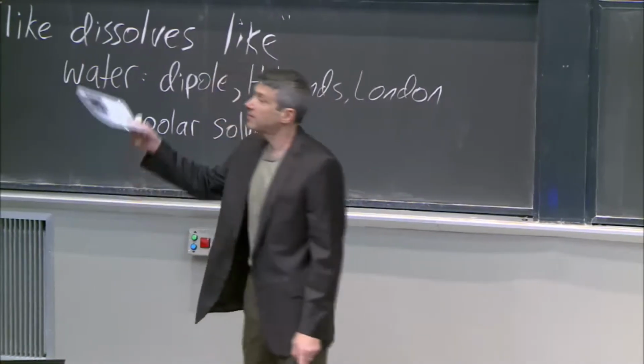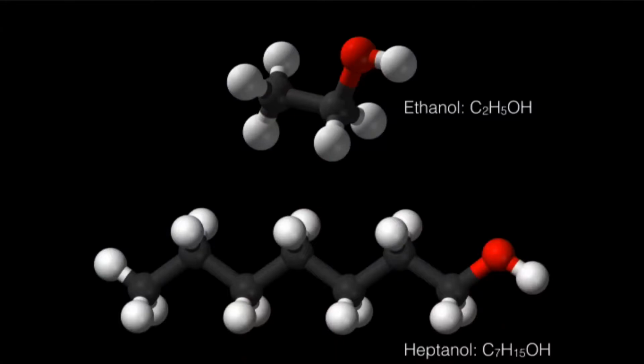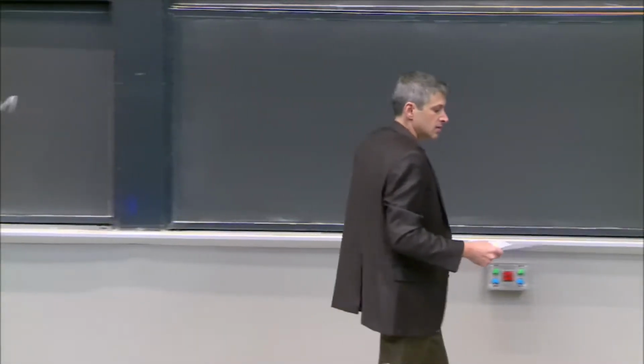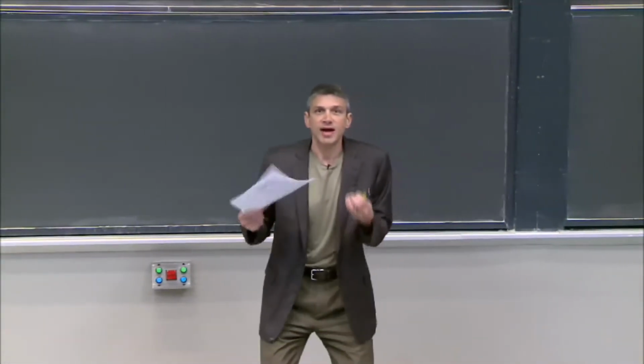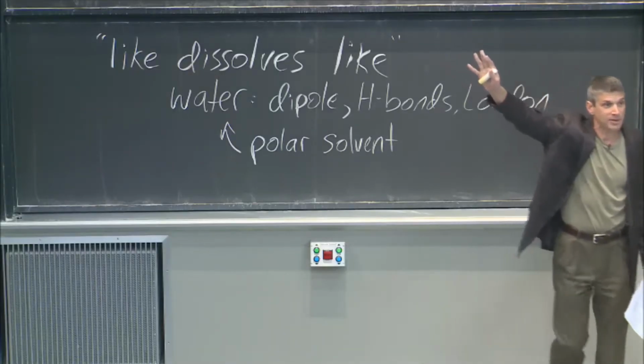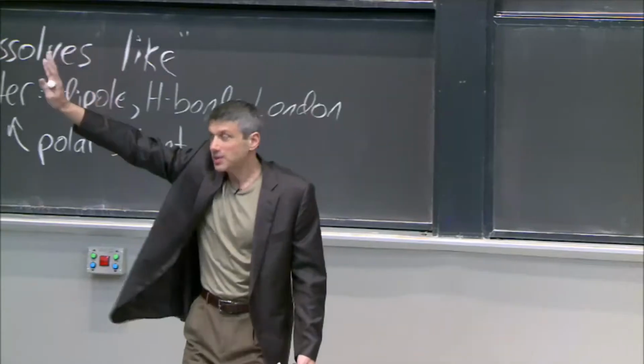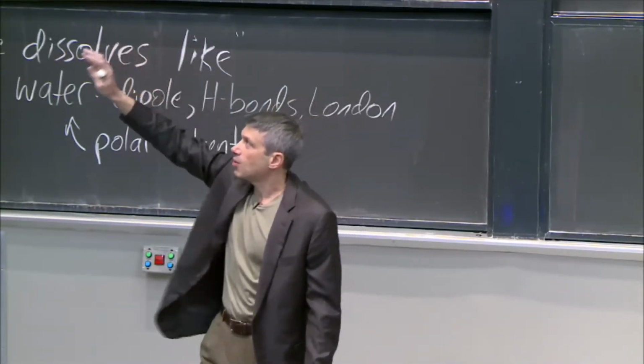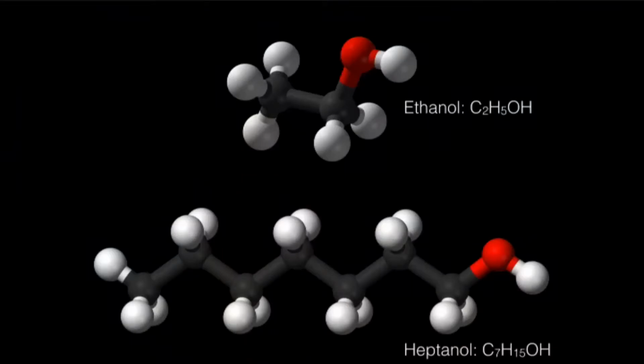But look at what happens if it's heptanol. So all I've done now is I've taken the same end group and I've given it more of a carbon chain. How is that going to affect how it dissolves, given what we just talked about, that like dissolves like? They both have hydrogen bond potential, but look, as you go from ethanol to heptanol, more and more of it is something else. It's only London.